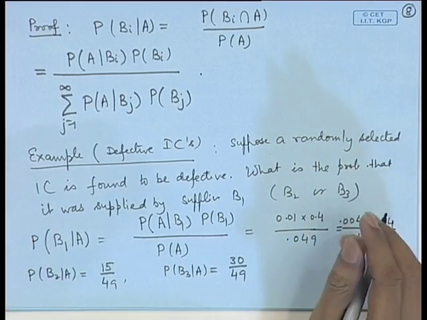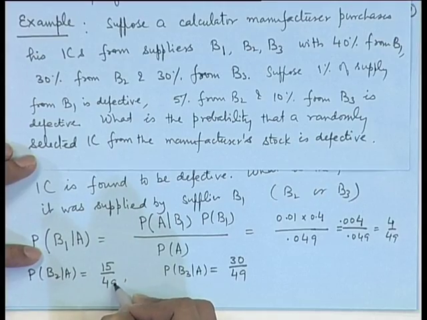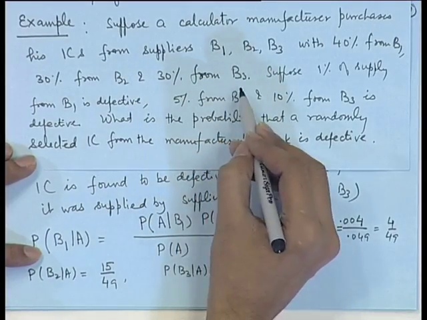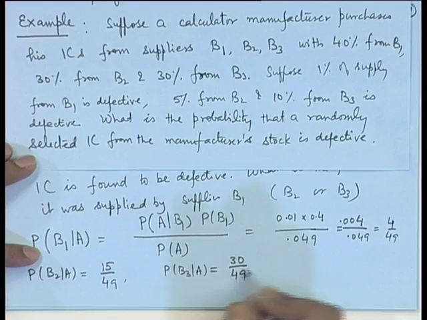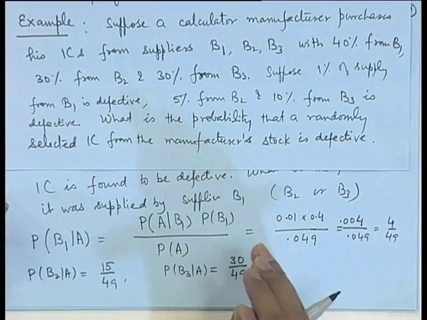So, this is an important consequence of the Bayes theorem. Probability of B 2 given A is 15 by 49. Probability of B 3 is 0.3, whereas probability of B 3 given A becomes 30 by 49, which is much higher. So, the probabilities get revised in the light of the knowledge about the outcome.